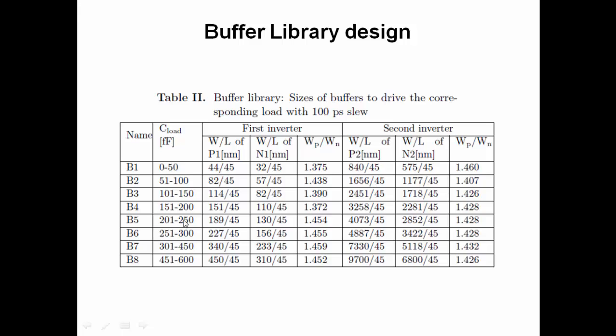So for a 250 femtofarad load, we should not put an inappropriate buffer. We should not put a B2 buffer. If you put a B2 buffer, it's going to slew. The clock is not going to rise in 100 picoseconds, it's going to take 200 picoseconds, which will affect the functioning of the entire circuit. So this is the first inverter W by L and the second inverter W by L. You can see that they are designed for 45 nanometer, and WP by WN is almost 1.4 to make sure that the rise time and fall time are the same.